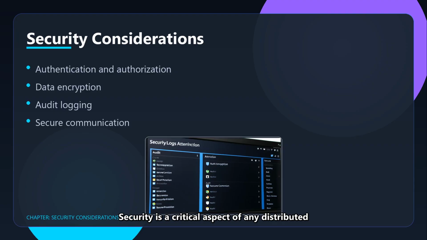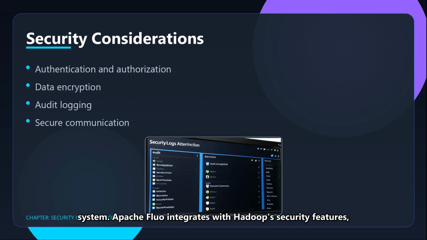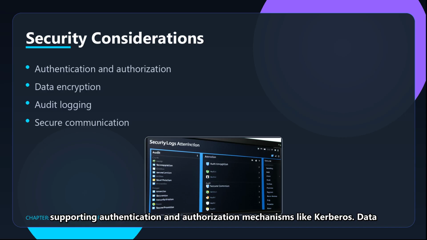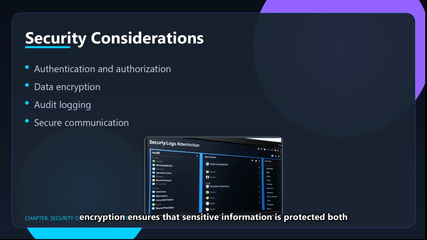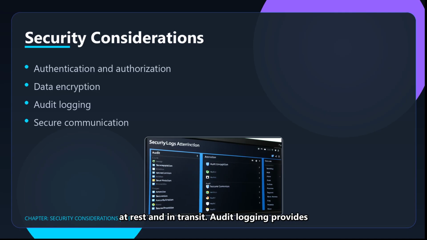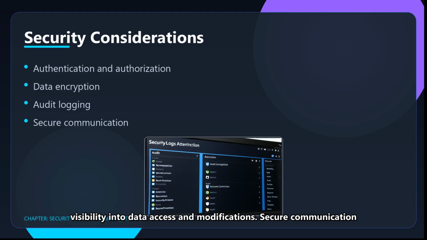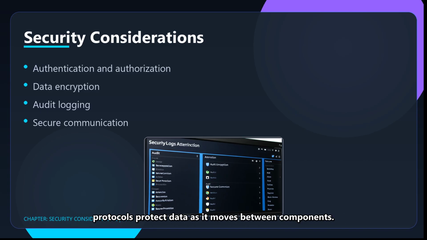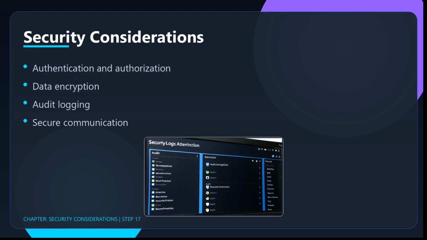Security is a critical aspect of any distributed system. Apache Fluo integrates with Hadoop's security features, supporting authentication and authorization mechanisms like Kerberos. Data encryption ensures that sensitive information is protected both at rest and in transit. Audit logging provides visibility into data access and modifications. Secure communication protocols protect data as it moves between components.